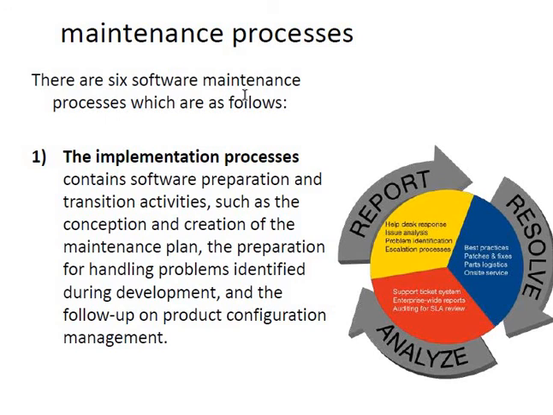Now let's come to the maintenance process. There are 6 software maintenance processes, which are as follows. The first is the implementation process, which contains software preparation and transition activities such as the conception and creation of the maintenance plan, the preparation for handling the problems identified during development, and the follow-up on the product configuration management. So it's the planning of the maintenance.